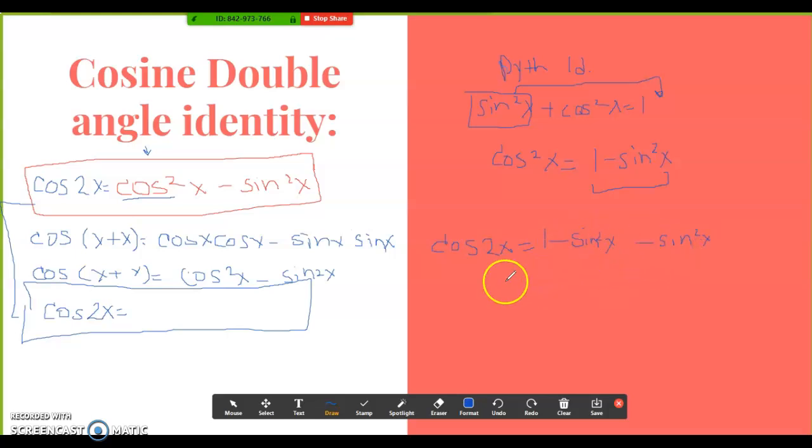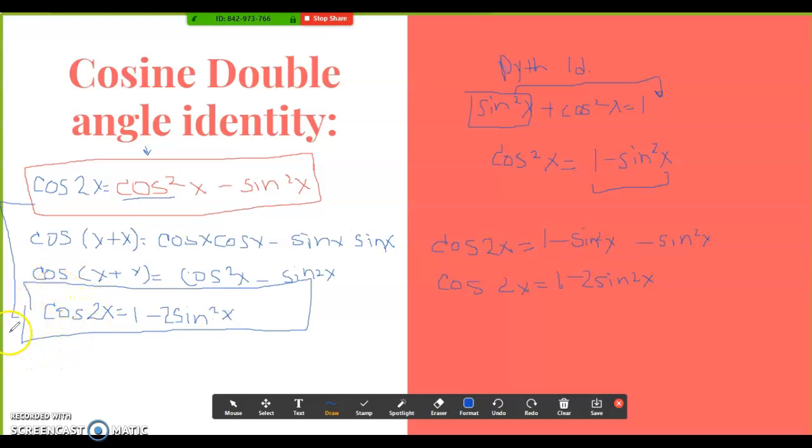Notice what happens here is if I simplify this, I would have this expression. 1 minus 2 sine squared x. So another way that you can see the double angle formula for cosine is 1 minus 2 sine squared x.